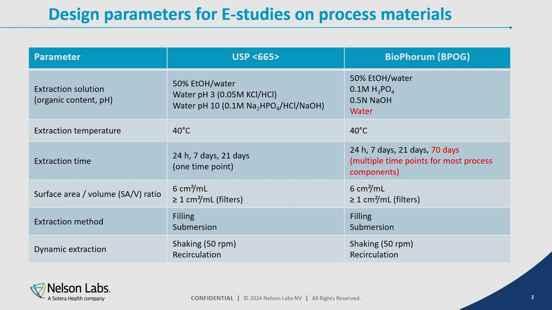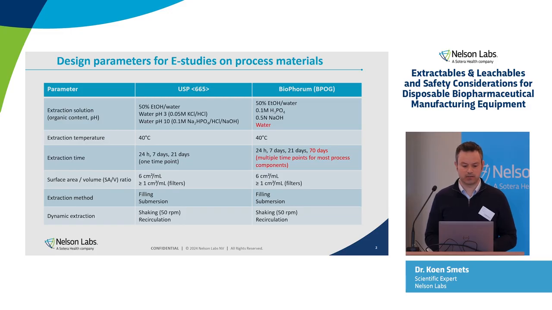With regard to surface area to volume ratio, 6 square centimeter per ml is applicable for both testing protocols for all materials except filters, where 1 square centimeter per ml is recommended or higher. And that's mainly talking about the effective filtration area of the filter material inside the filter housing or the filter cartridge. Extraction methods are either a filling or a submersion of the test item, and both testing protocols also recommend to do a dynamic extraction. This can be done by shaking, incubation, or by recirculation.